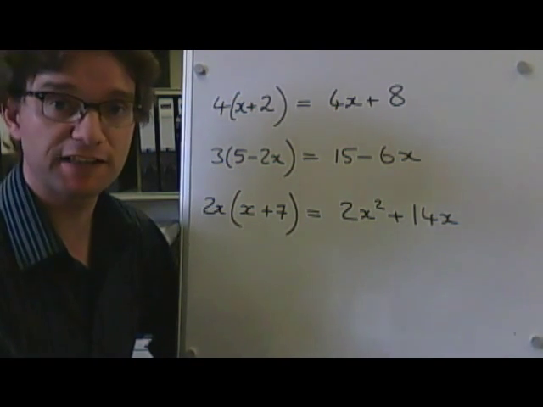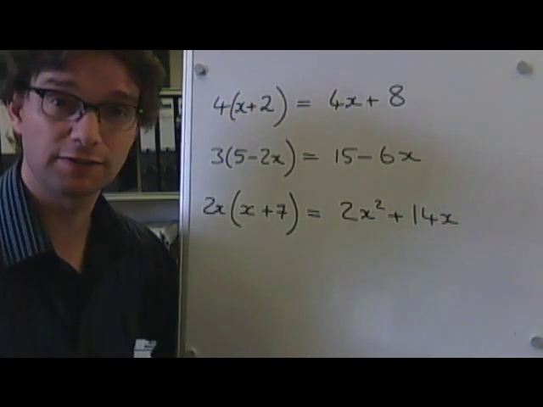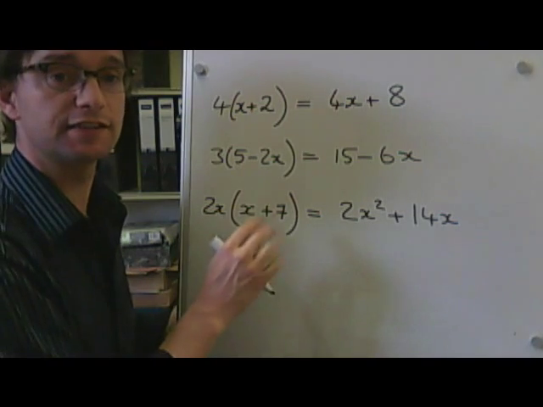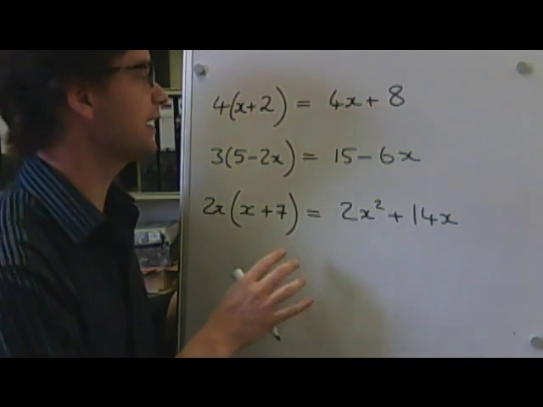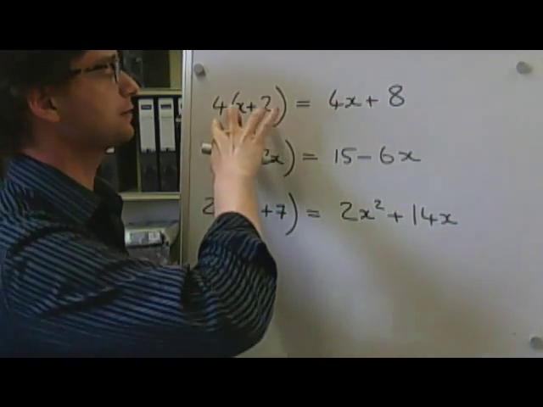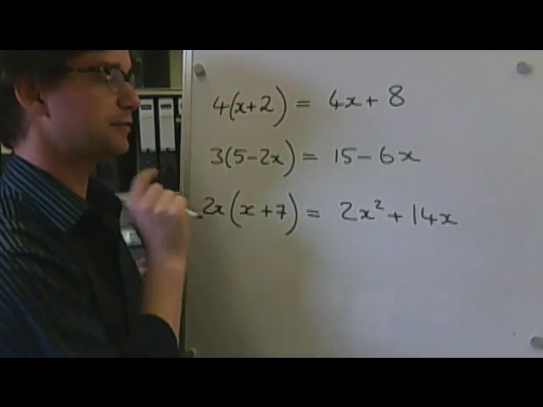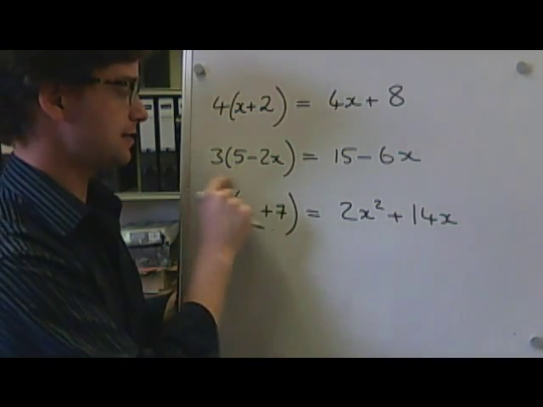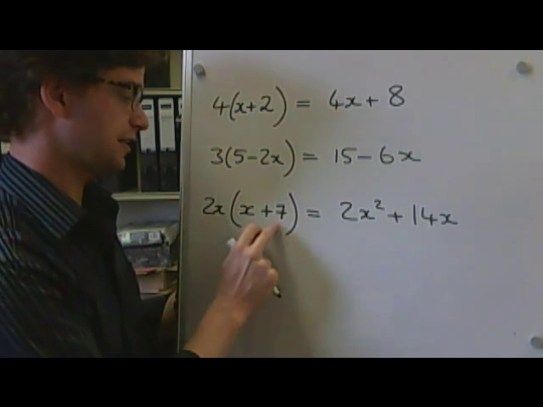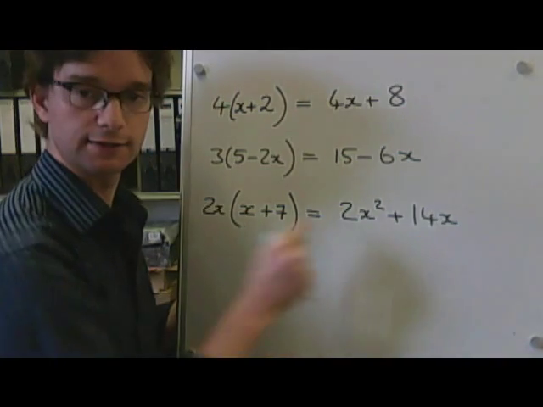A video about factorising simple expressions. Now, factorising is just kind of the opposite of multiplying out. Look at these. These are some examples of multiplying out brackets. You've got 4 lots of x plus 2, then you get 4x plus 8. If you've got 3 lots of 5x minus 2, then you get 15x minus 6x. If you've got 2x into x plus 7, then you've got 2x squared and 14x.